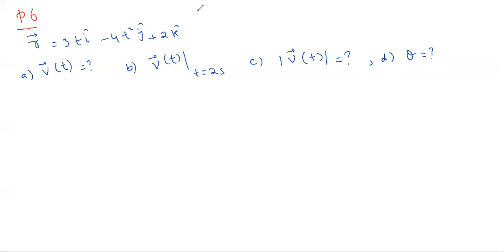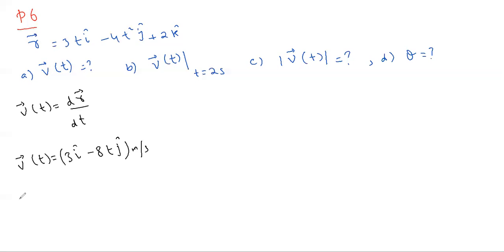Okay, so to find the velocity vector, we know that velocity is dr by dt. So differentiate this, and this will turn out to be 3 i hat minus 8t j hat in units of meter per second. And if we have to find the velocity vector at t equal to 2 seconds, this will be 3 i hat, just put t equals 2 in this vector, and minus 16 j hat in units of meter per second.